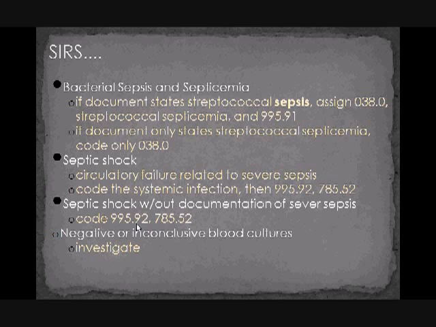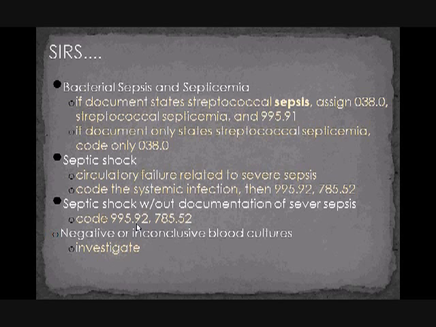But if it says streptococcal sepsis, basically what this means is that the document doesn't have to say the patient has streptococcal septicemia sepsis. It would just be silly to say that. So as long as it says streptococcal sepsis, you already assume that there is septicemia, and then you also code streptococcal sepsis as well.